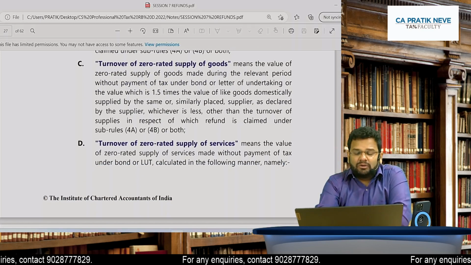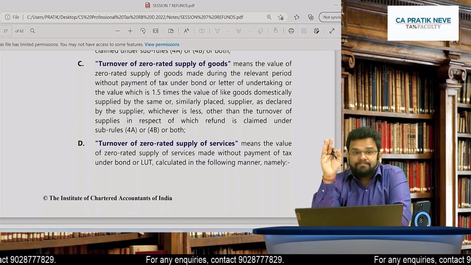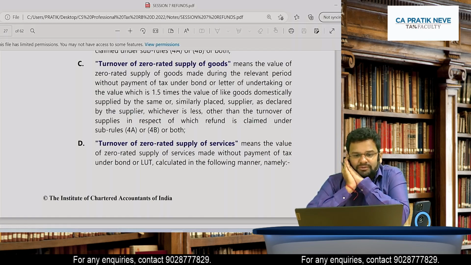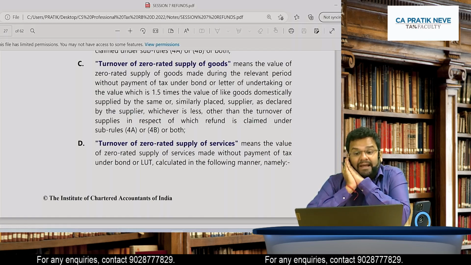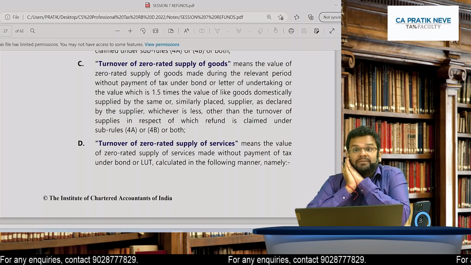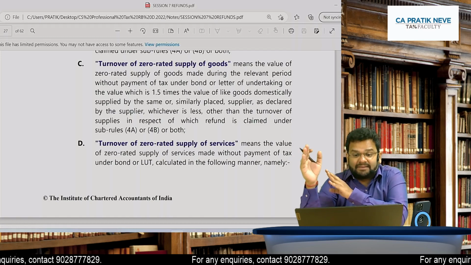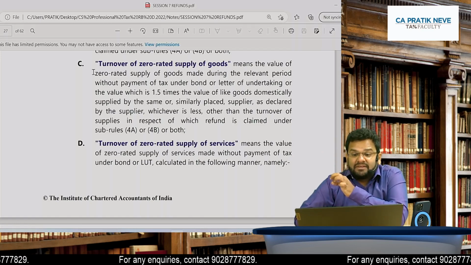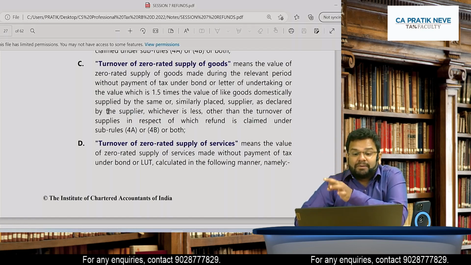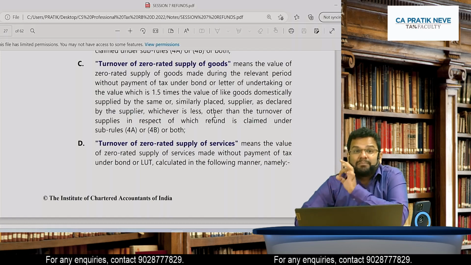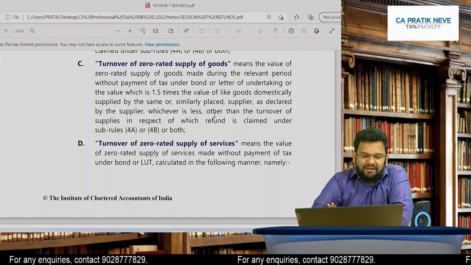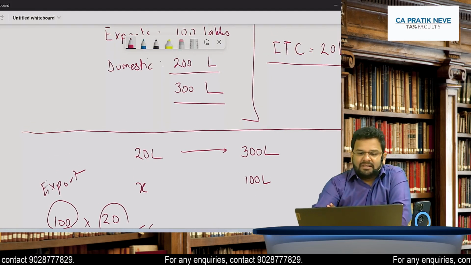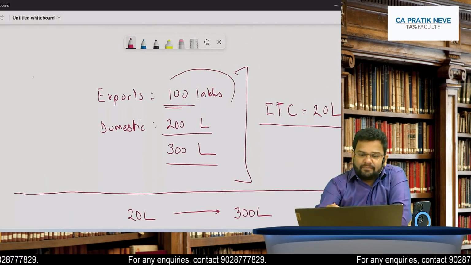Then what is turnover of zero rated supply of goods? Very critical. It means value of zero rated supply of goods made without payment of tax. Not with payment of IGST, without payment of tax. Or 1.5 times value of like goods domestically supplied by the same or similarly placed supplier. Means what? In our example, what is the value of exports? In our example, you can see the value of exports is 100 lakhs.